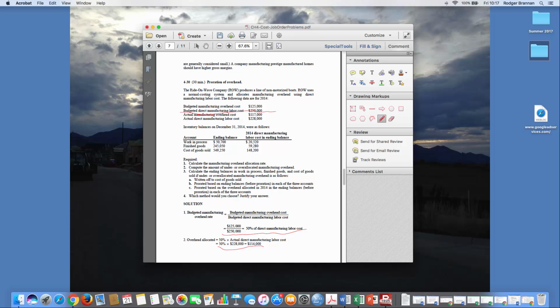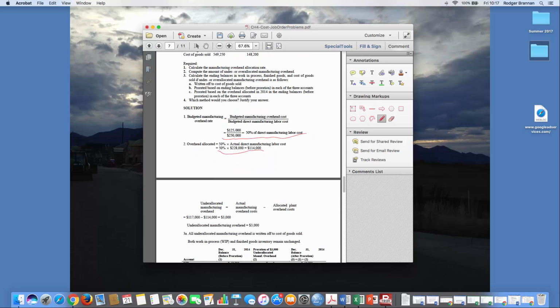That's what they would apply. I go with my actual labor, and then I take that times the 50%. So I would have debited all my jobs for $114,000 of manufacturing overhead. Well, in this case, they tell me that the actual overhead was 117,000, and as we just calculated, the applied overhead should have been 117,000. We came in at 114. We underapplied, or underallocated. It should have been that amount.